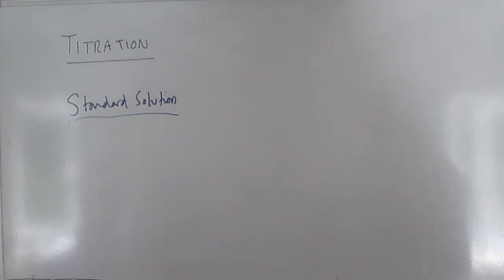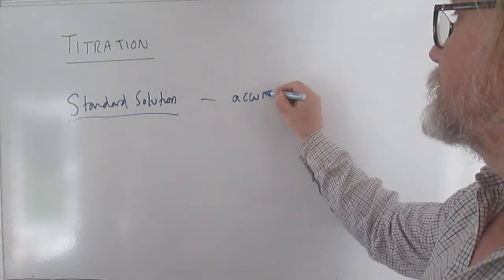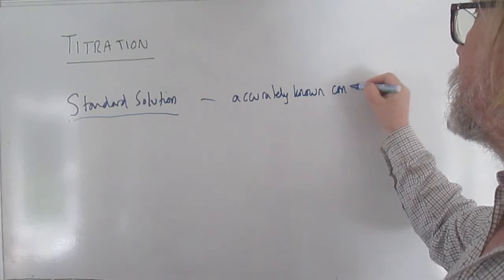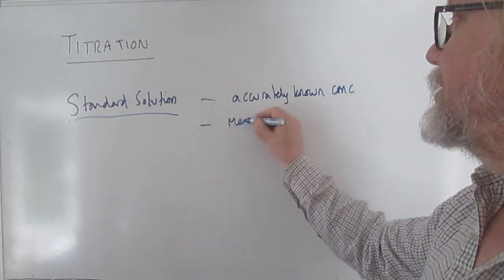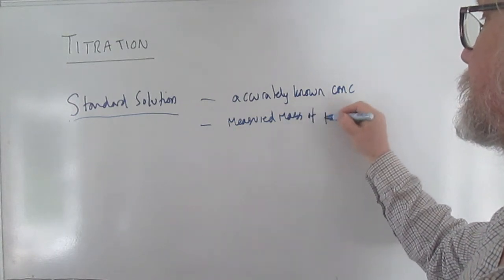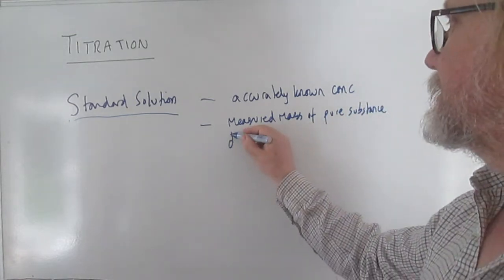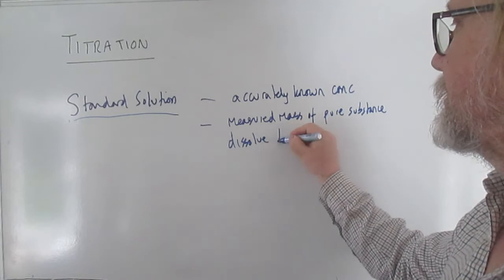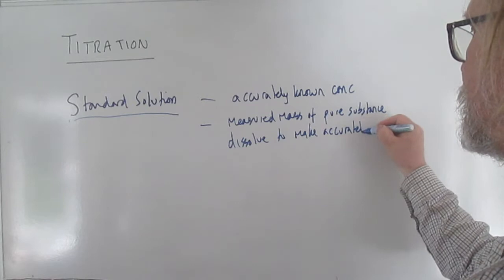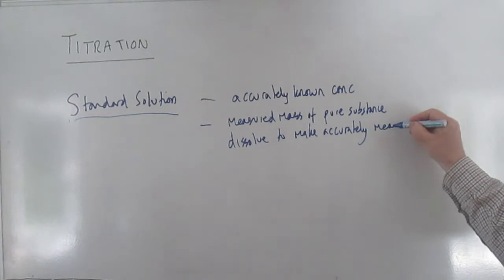But at A-level, more specifically, that means that it has accurately known concentration because you have a measured mass of pure substance and you dissolve it to make an accurately measured volume of solution. So that's what a standard solution is in as far as we're concerned in A-level chemistry. So an accurately measured volume.